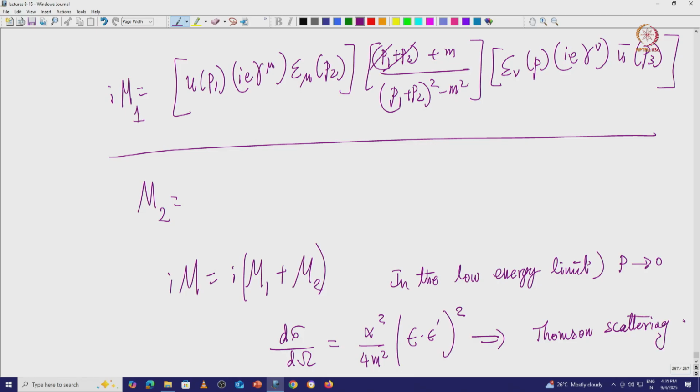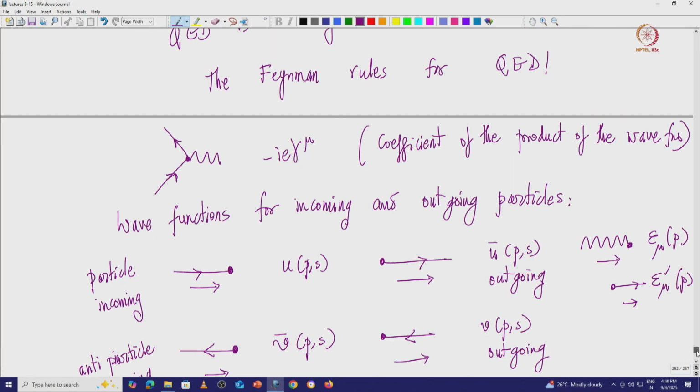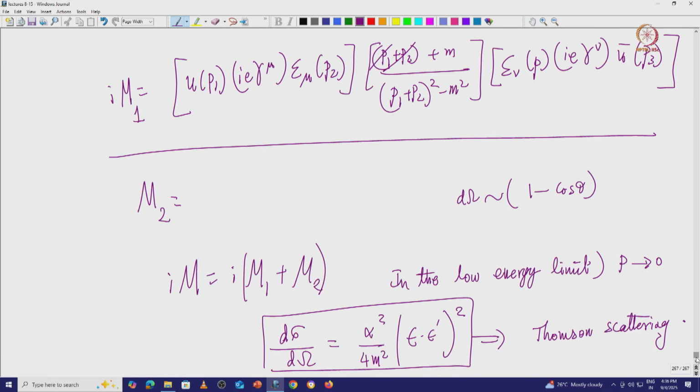I will also write the full form in the coming lecture, but this ends up also being proportional, the d omega part will be proportional to 1 minus cos theta. There are details which I am omitting now because of lack of time, but I wanted to give you a flavor that at the end of the day the differential cross section ends up being equivalent to the Thomson scattering essentially. So, this is what you should remember, that in the limit P goes to 0, it becomes alpha square by 4 m square, epsilon dot epsilon prime square essentially, where epsilon are your polarization vectors of the photon.